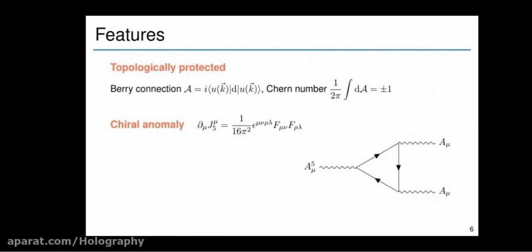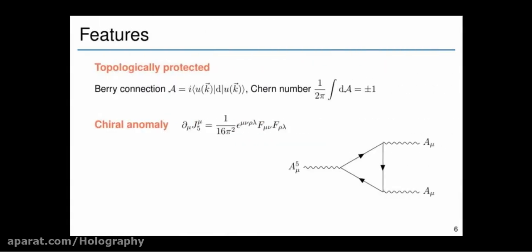Okay, and then the final feature that I want to highlight is that there's an axial or chiral anomaly in this system. So the chiral anomaly, recall, is just that the divergence of the, sorry, I should really call it the axial anomaly. The axial anomaly is the fact that the divergence of the axial current is non-zero in the presence of some background vector field strength. And you can see that as arising from some triangle diagram like I've drawn on the right-hand side, where you've essentially got one insertion of the axial current and two of the vector current.